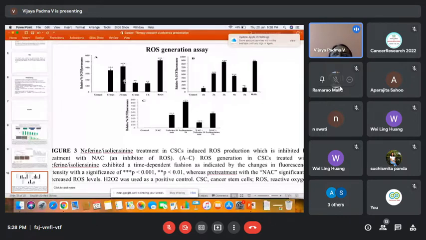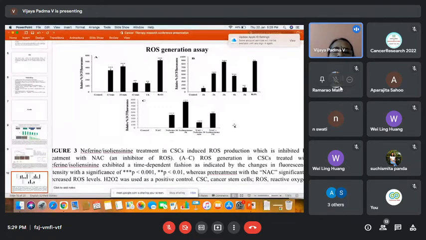So first we determined the time for the ROS generation for both neferine and isoliensinine individually. Then we used NAC as an inhibitor for ROS generation. Compared to control, we always saw how much ROS generation there was in different treatment groups.